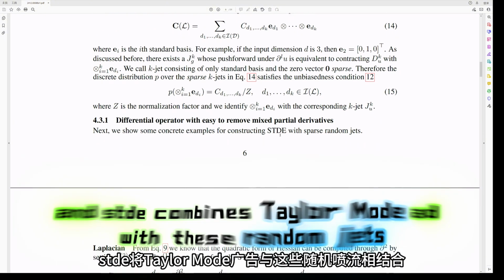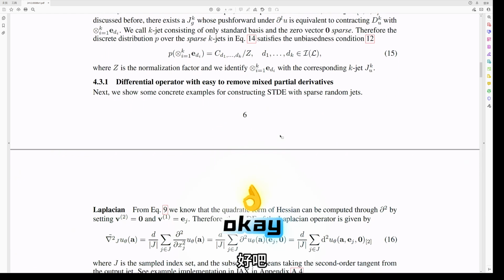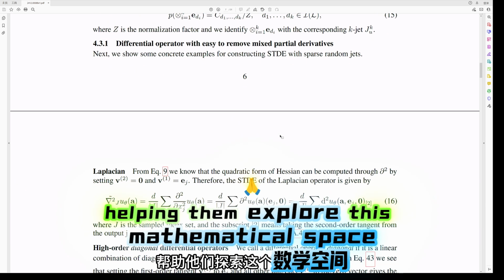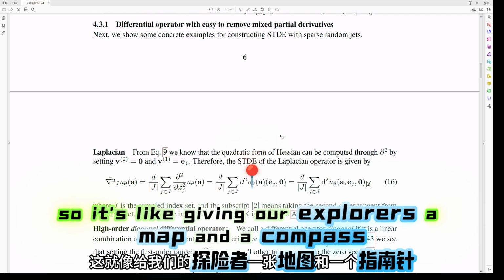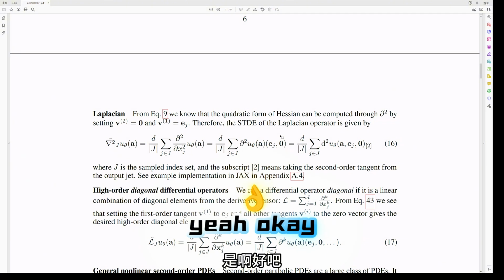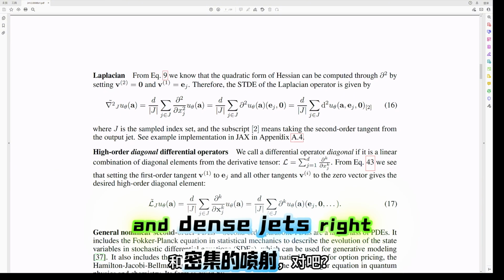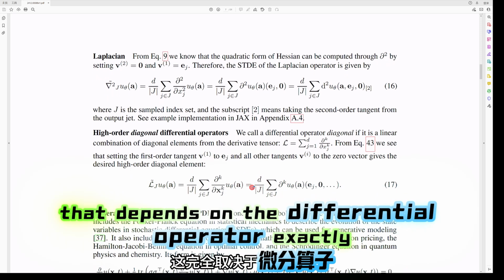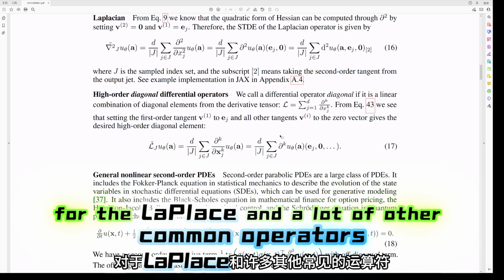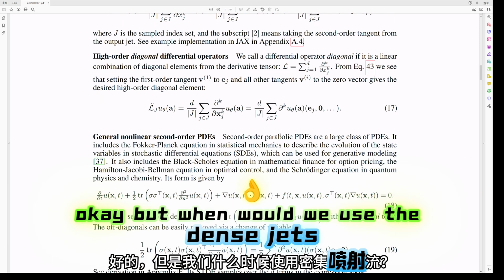Exactly. And STDE combines Taylor mode AD with these random jets. It uses the Taylor mode AD to push forward these jets, essentially helping them explore this mathematical space. So it's like giving our explorers a map and a compass. Exactly, so they know where to go. And choosing between the sparse and dense jets depends on the differential operator. For something like the Laplacian, sparse jets work well. For the Laplacian and a lot of other common operators, sparse jets are really the way to go. But when would we use the dense jets?